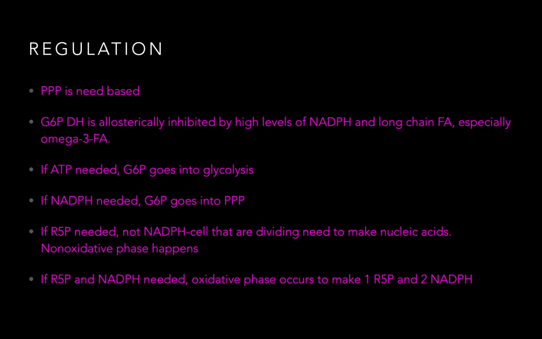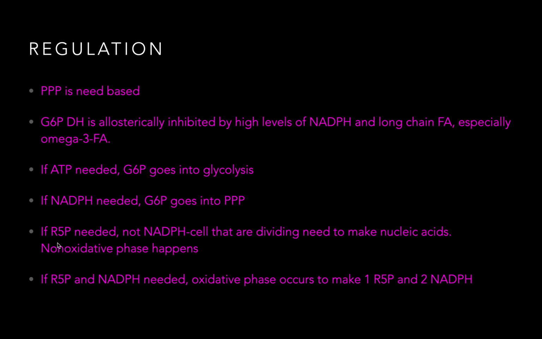So the PPP is need-based, and G6PDH, the dehydrogenase, is allosterically inhibited by high levels of NADPH and long-chain fatty acids, especially the omega-3 fatty acids. If ATP is needed, G6P will go directly into glycolysis. If NADPH is needed, G6P will go into the PPP.